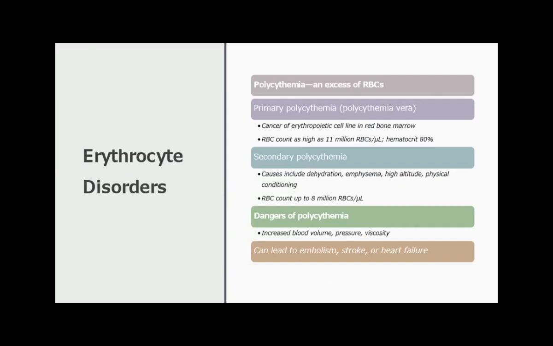Disorders. Too many red blood cells is polycythemia. There's primary and secondary. Primary means you've got cancer of erythropoietic cells and your red blood cell levels go super, super high. Your hematocrit can go up to like 80%. Huge, huge increase. Secondary comes from dehydration, high altitude, physical conditioning, and so on. That secondary polycythemia is the more natural balancing of the body.